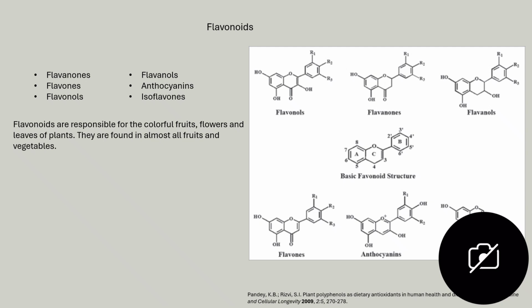Flavonoids are found in most fruits and vegetables, and they influence the colors. They tend to be the ones that are responsible for that.